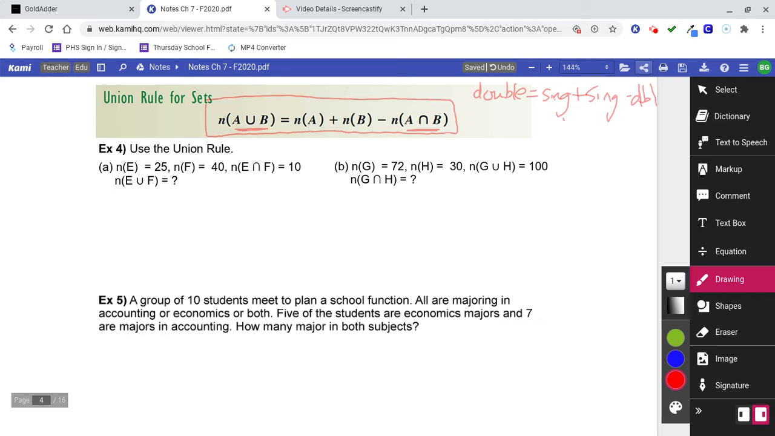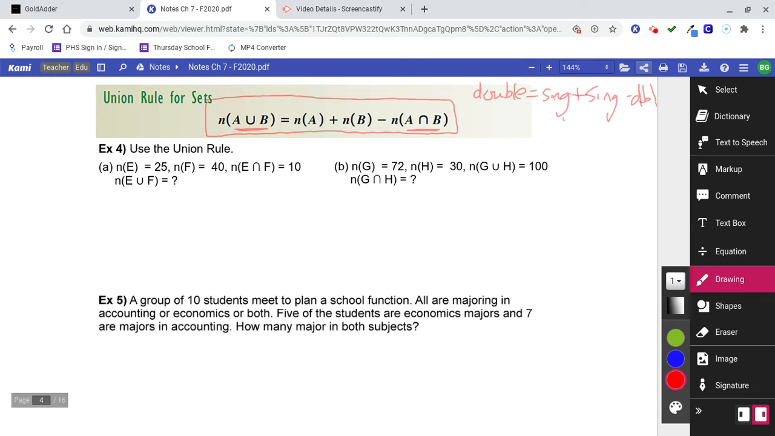Okay. So example 4 says use the union rule. They give you a whole bunch of information. They say the number of items in E is 25. The number in F is 40. The number in the intersection is 10. We want to know the number in the union. Okay, so remember, NE means there are 25. If you listed it out, there'd be 25 things in that set.